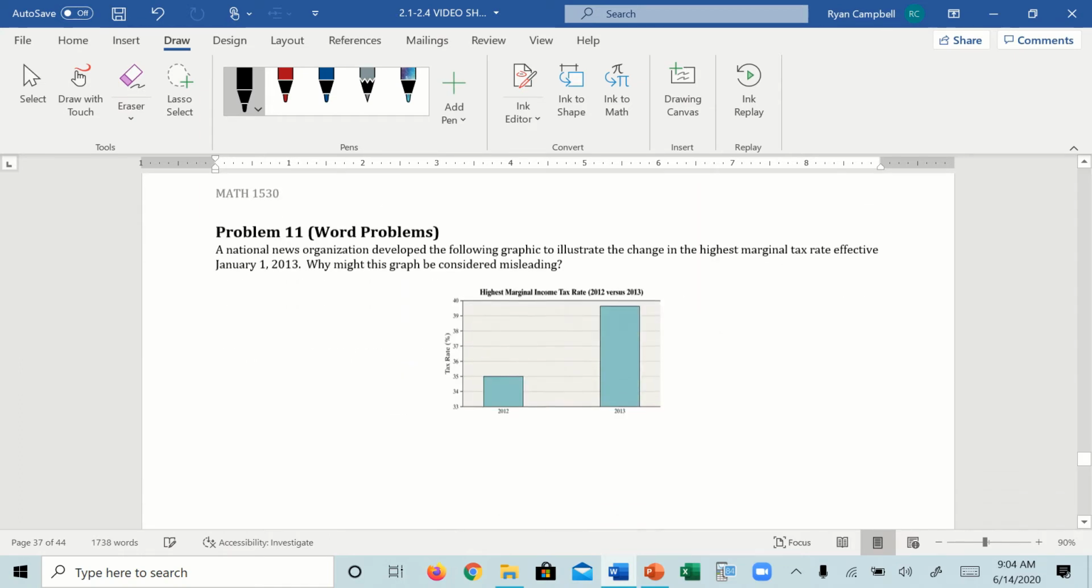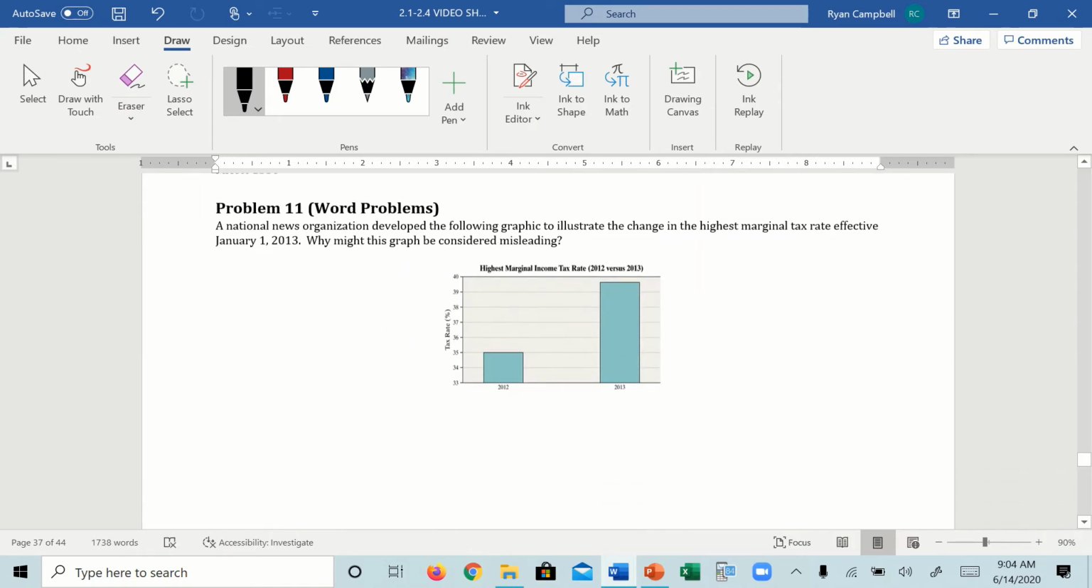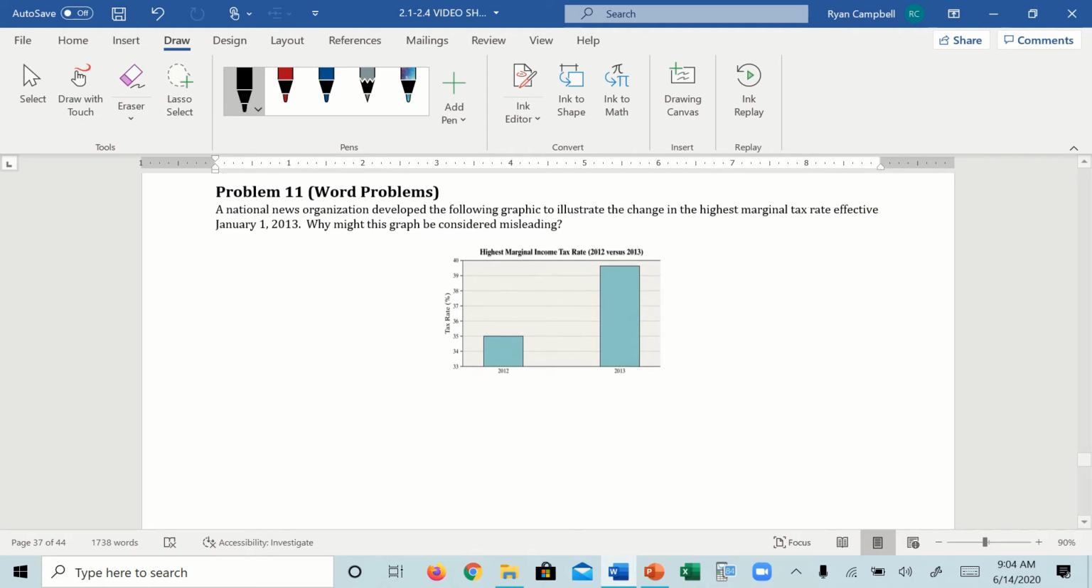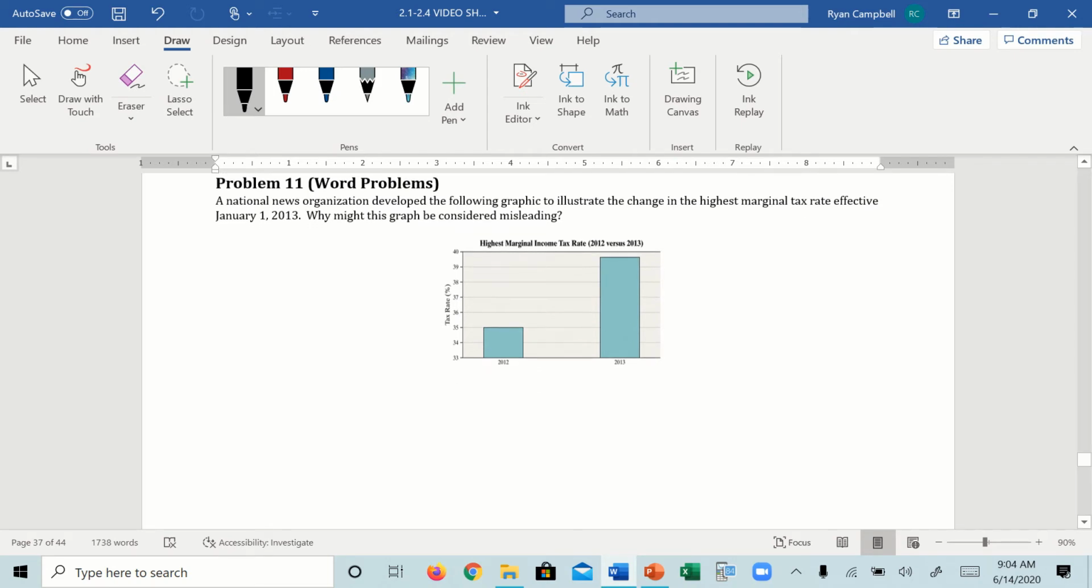All right, let's look at example number 11. A national news organization developed the following graphic to illustrate the change in the highest marginal tax rate effective January 1st, 2013. Why is this graph considered misleading? So this is going from 2012 to 2013.